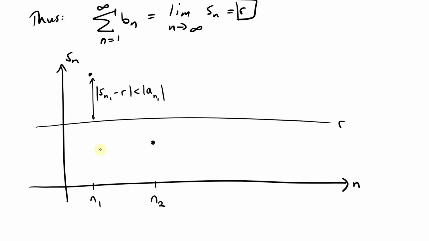absolute value of An1. Now here is going to go somewhere down over here, n2, and this is going to be the absolute value of Sn2 minus r, and that's going to be less than the absolute value of An2, like that. And then let's say we have another one across here, 3, and then it goes somewhere here. Then we have one here, and get somewhere here. And so we can always construct it such that this is the case.